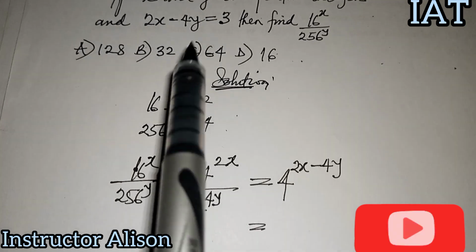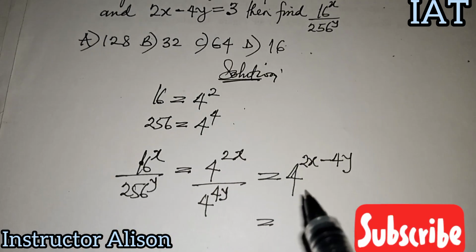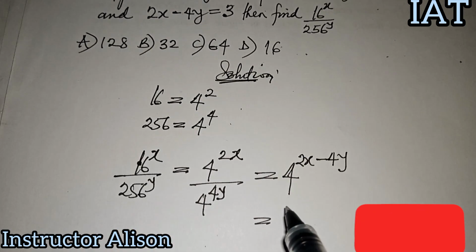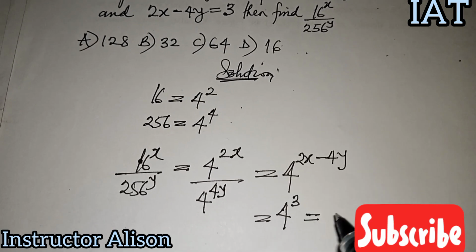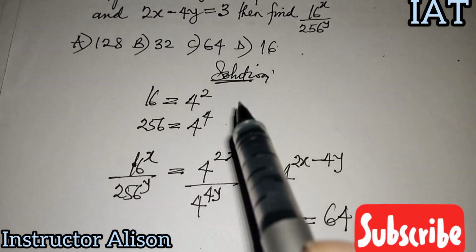Now, coming to the condition, we have that 2x minus 4y is 3. So we substitute 3 for this 2x minus 4y. So we have 4 to the power of 3, which will give us 64. So the best option for this problem is C.